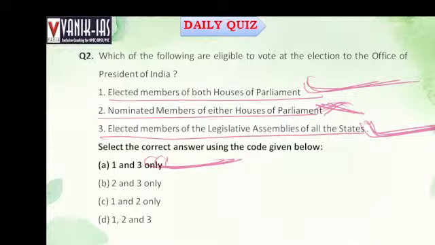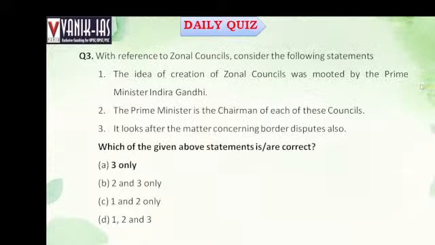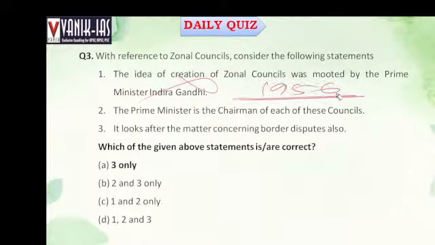Next. Nominated members do not participate in the election of the President. Now, with reference to Zonal Councils, the idea of Zonal Councils was implemented by Prime Minister Indira Gandhi. No, they were founded under the States Reorganisation Act 1956. Under the States Reorganisation Act 1956, Zonal Councils are formed to integrate the various states. Is the Prime Minister the chairman? No, it's generally the Home Minister. The Home Minister is the chairman of such councils.